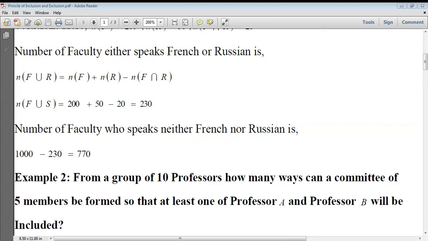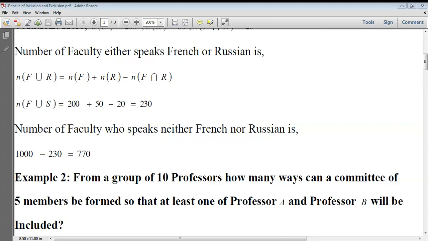200 is number of faculty who can speak French, 50 is number of faculty who can speak Russian, and 20 is number of faculty who can speak both French and Russian. So the answer is 230. And there is a second part also. Find the number of faculty who do not speak French and Russian.